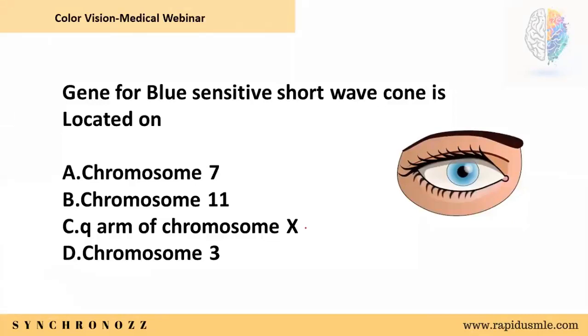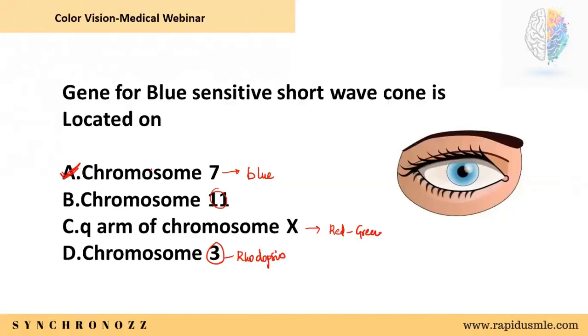As you know, the long arm of the X chromosome is concerned with red and green. So the most common cause of color blindness is red-green, and it is located on the X chromosome. Chromosome 11 is not the answer. Chromosome 7 is concerned with blue. Chromosome 3 is concerned with coding rhodopsin. So the answer for this question is chromosome 7.